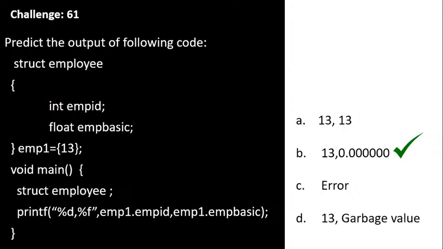Anyways, most of you have seen the answers, so I'll just tell you. So what is happening here? Int employee ID, float employee basic. EMP1 is my structure variable, is equal to 13. Now struct employee, print %d comma %f, employee ID and employee basic. So I have assigned only employee ID, that is 13. Employee basic I have not assigned, so automatically it will take a default value. The default value for float is 0 point followed by 6 zeros, because float can have up to 6 decimal places, so that's why 0.000000.